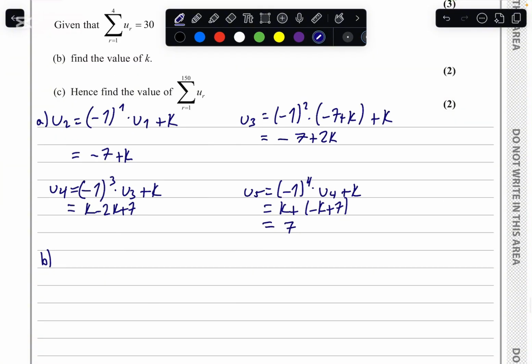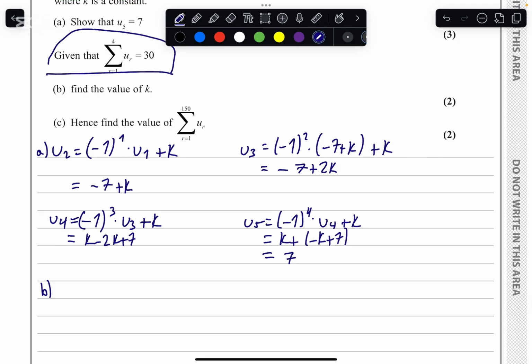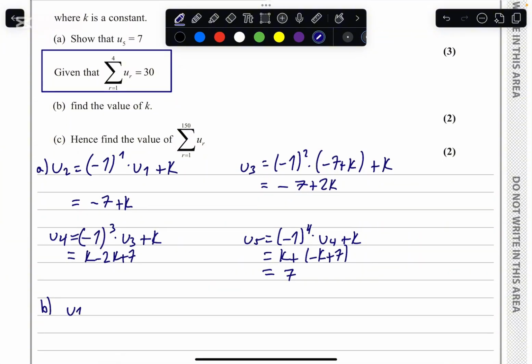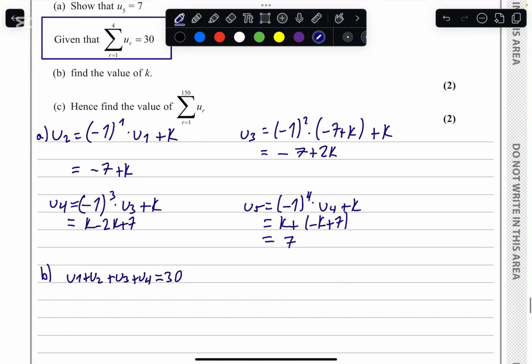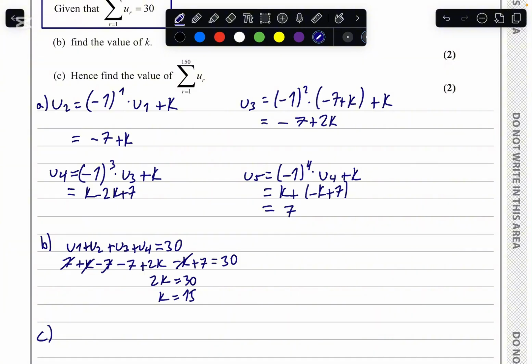So in part B, we need to find the value of k given this. We know that u1 plus u2 plus u3 plus u4 is equal to 30. Now we only need to substitute these values. This and this cancel out, this and this cancel out. We get 2k equals 30, so k equals 15. So this is a simple part.